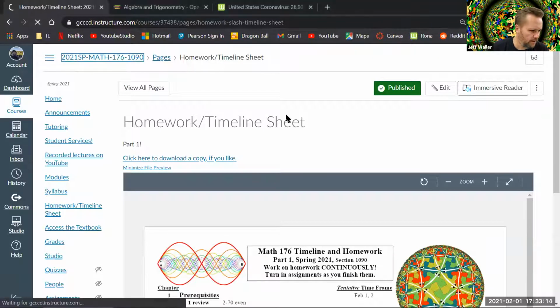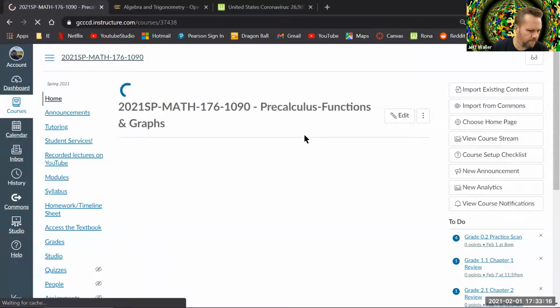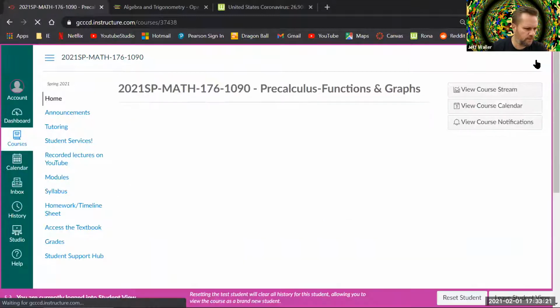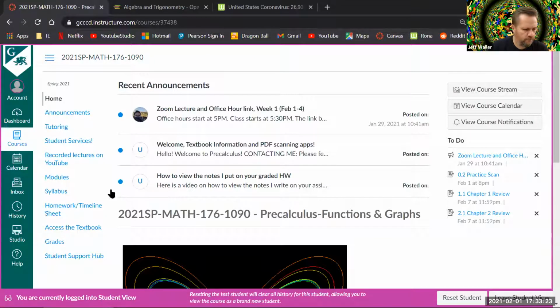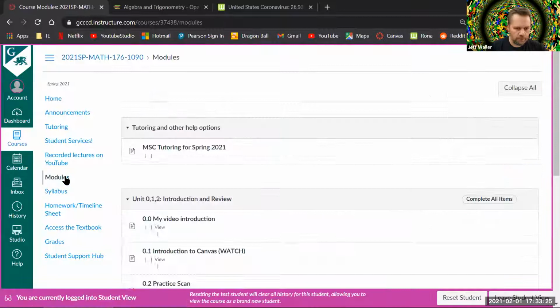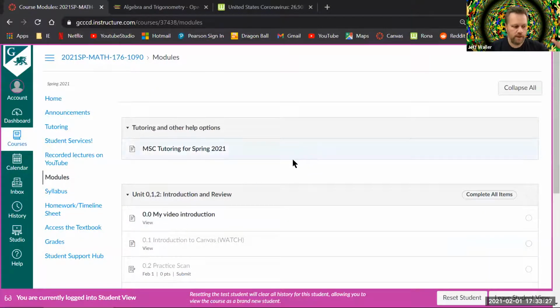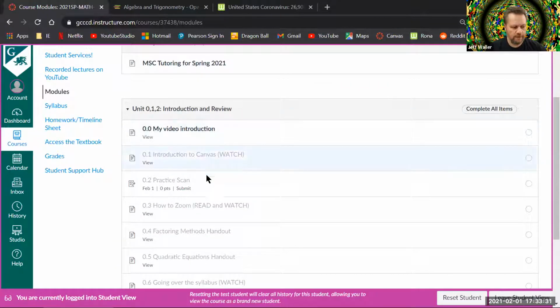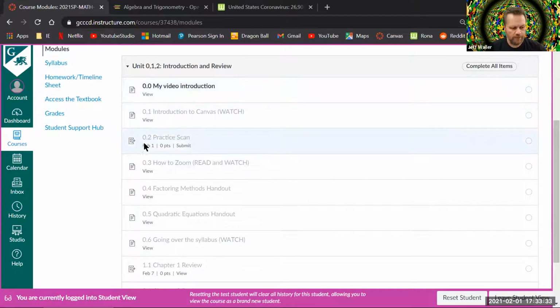Here is our Canvas shell. And let me become a student. All right. Ooh, I feel weird. I'm a student. So if you go to modules, that's the main place to go to. It's got the tutoring information, for example. This is the unit you've got to work through. There's that practice scan that I was talking about. That's due tonight. It's quick.